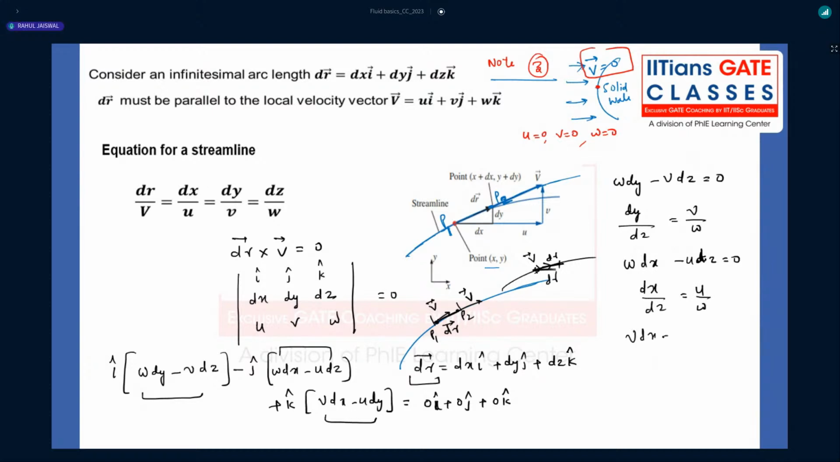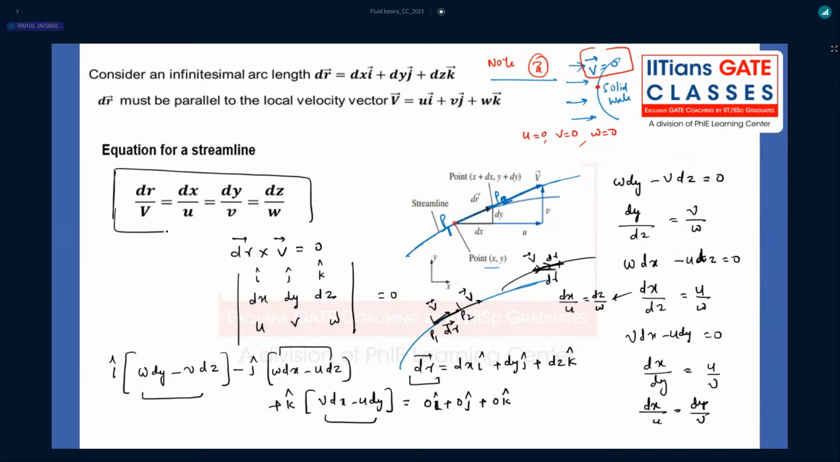V dx minus u dy, that will also be 0. So dx by dy can be written as u by v. So what you are understanding, my dear friend? Here dx by u is equal to dz by omega. Here dx by u is equal to dy by v. So overall, you can write this one. This is the equation of streamline. Make a note of it. This will be the equation of streamline.